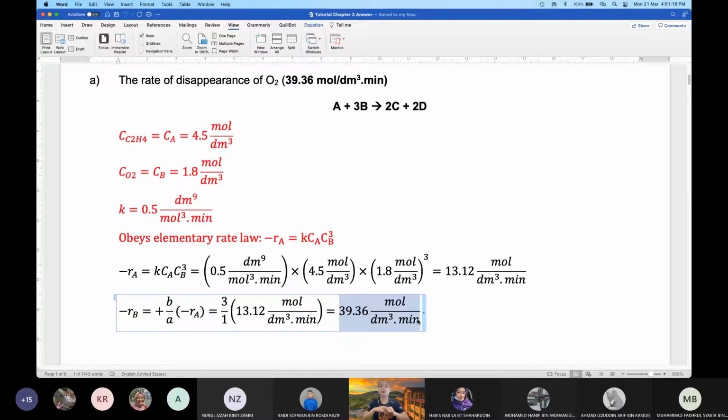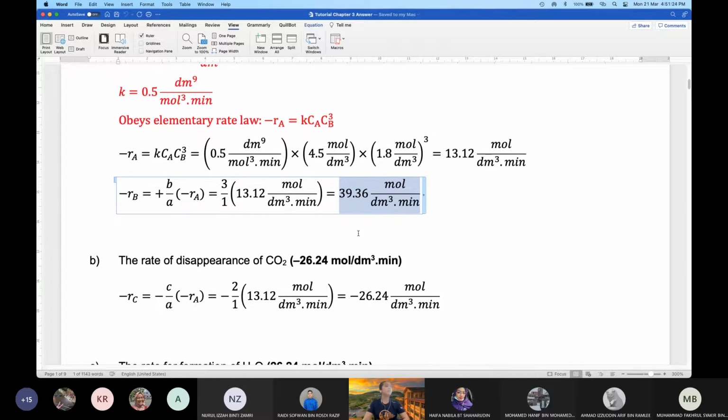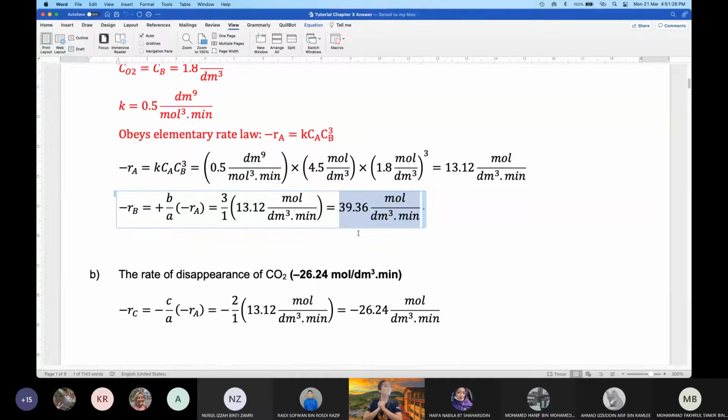So, you already saw part A. Okay, so then I go to part B. Okay, so part ni tak susah sangat lah. Part B, they want to find for another species. They want us to find the rate of disappearance of carbon dioxide. Sekarang nak kita cari kadar kehilangan untuk satu lagi species, which is carbon dioxide.